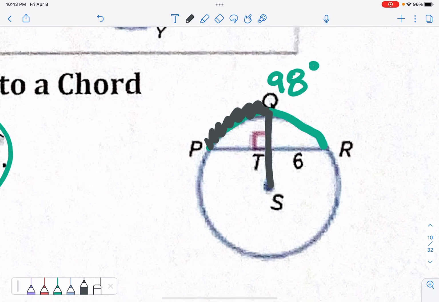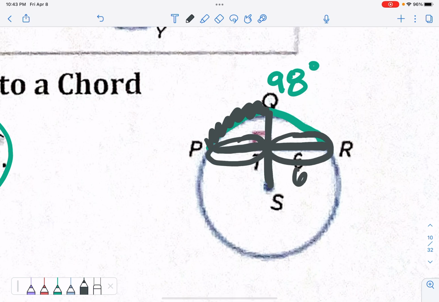So this is perpendicular to this one, and when you have a radius that's perpendicular to a chord, it's going to split it in half. So they're saying that this length is 6, which we aren't actually using in this case, but we would know that this would be 6, and then we could find the measure of that arc here, not by using the 6's, but by splitting the 98 in half. So this is going to be like 49 degrees. And then this arc would also be 49 degrees.